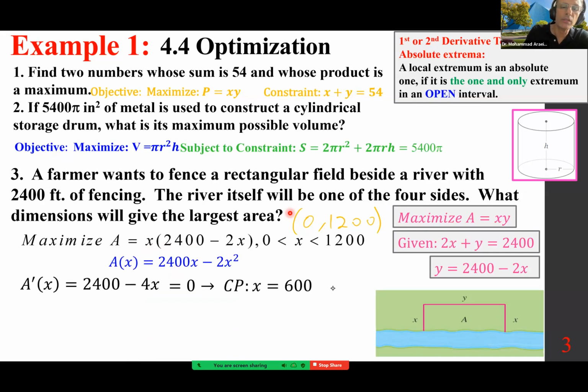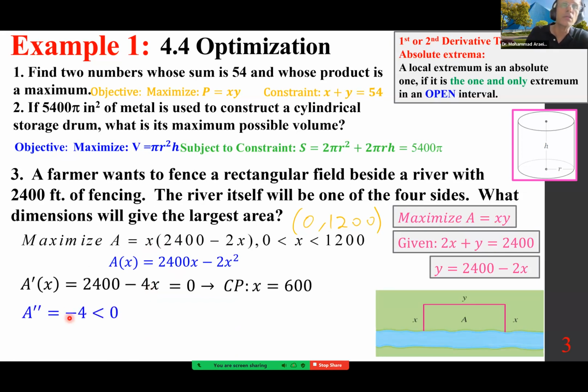So we have an open interval with one critical point. So it's either max or min. It becomes local when we do the first or second derivative test. However, since there's only one, it is an absolute. So the easy way is to find A double prime, which is -4.